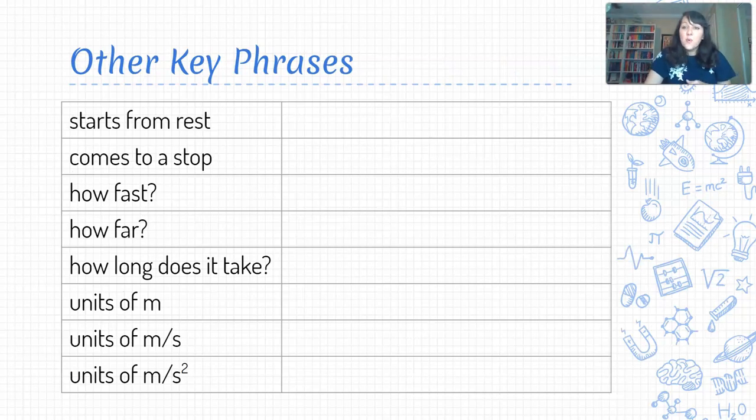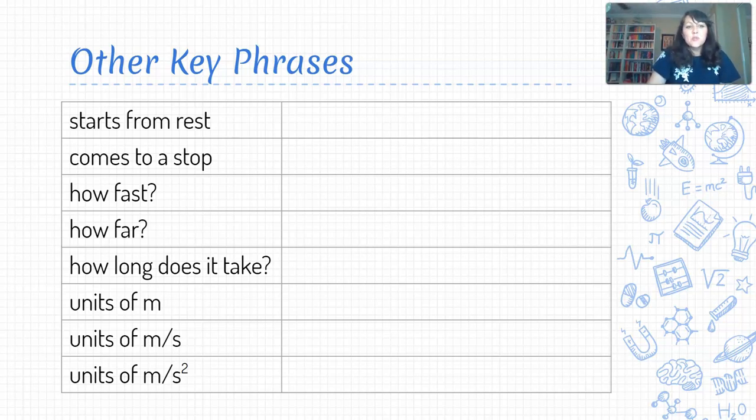Right? Last thing that I want to do is just walk you through some other key phrases that will give you useful information in a problem. So in this table, I've got different phrases, and I want you with your group to try to figure out what is the meaning of each of these phrases. Like if something says it starts from rest or comes to a stop, what value is that telling you? If it's asking you how fast or how far or how long, what is it that you're solving for? And if you see a measurement in units of meters or meters per second or meters per second squared, what is the significance of that? Take a moment with your group to discuss, and then we'll go over it.